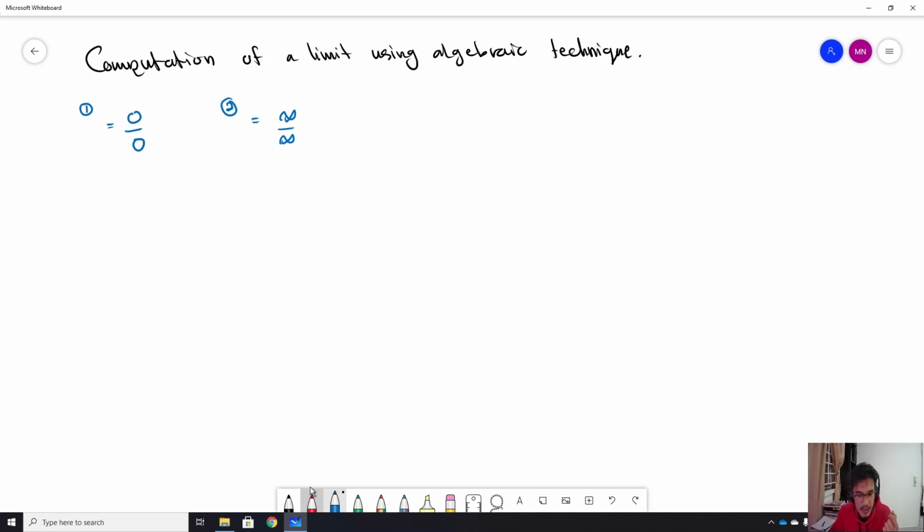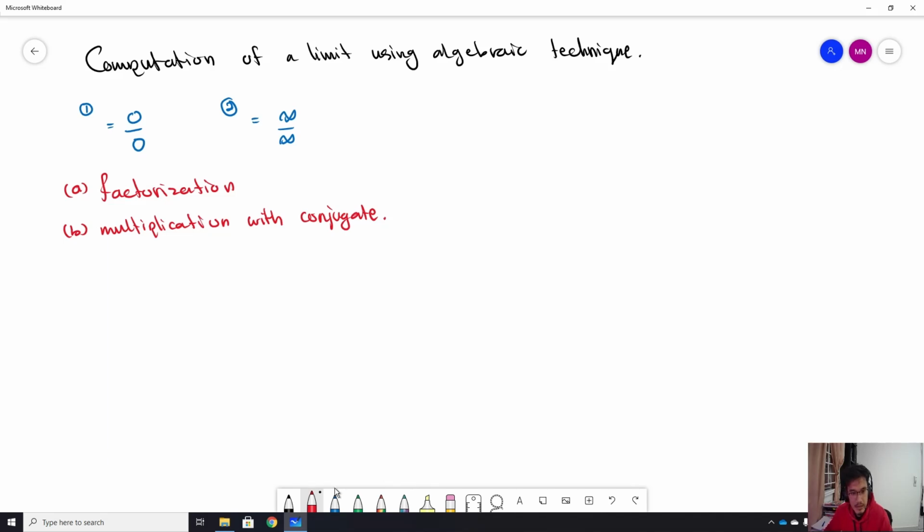Okay, cara itu adalah, yang pertama, dengan menggunakan cara factorization, and cara yang kedua is multiplication with conjugate.